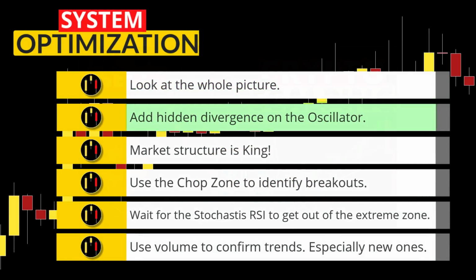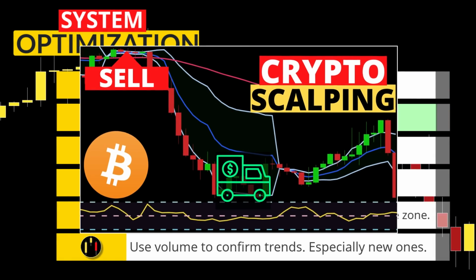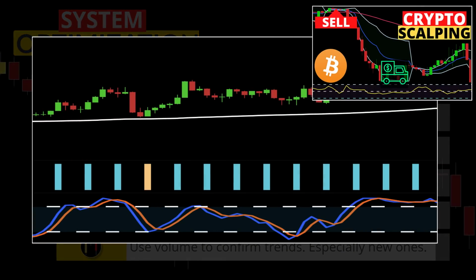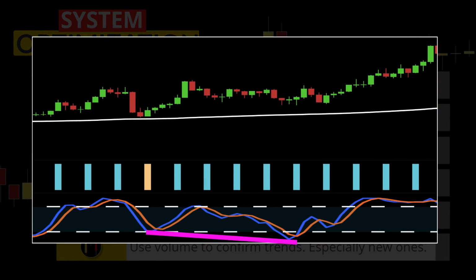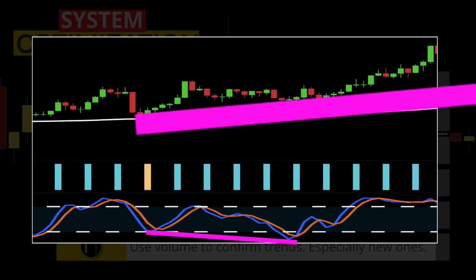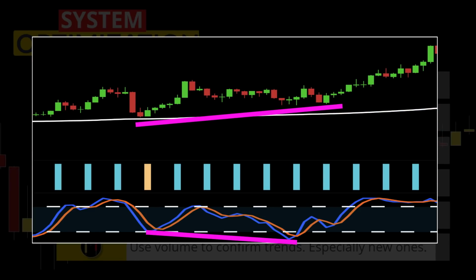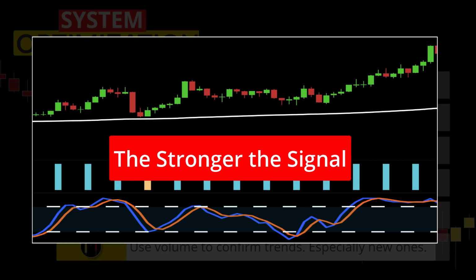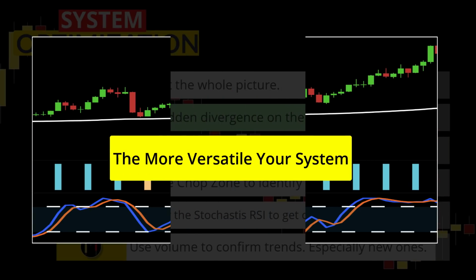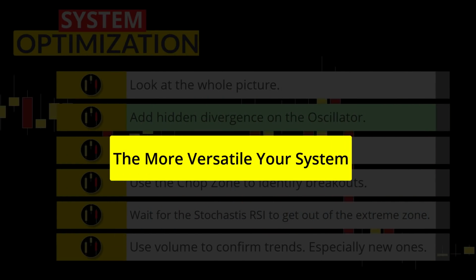Second, like I presented in this video, oscillator hidden divergence can be a powerful tool to confirm trend continuation. You can plainly see a lower low on the stochastic RSI and a higher low on price. We then get our expected move of trend continuation. By using hidden divergence, this entry signal becomes even more powerful, and our equity curve gets less choppy.